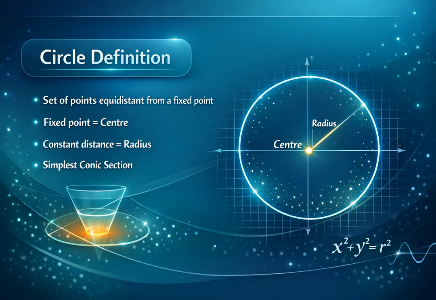A circle is the simplest conic section. It's the set of all points in a plane that are equidistant from a fixed point, called the center. The constant distance from the center to any point on the circle is called the radius. Every point on a circle is exactly the same distance from the center.